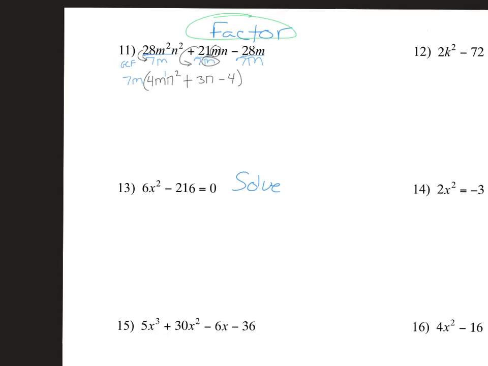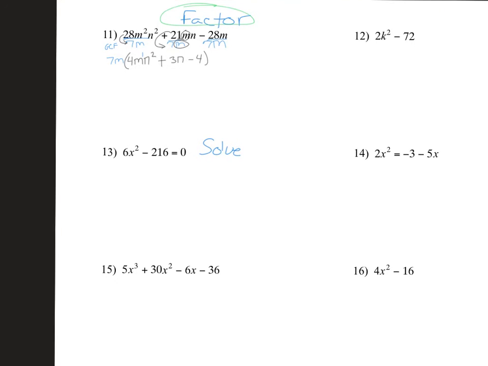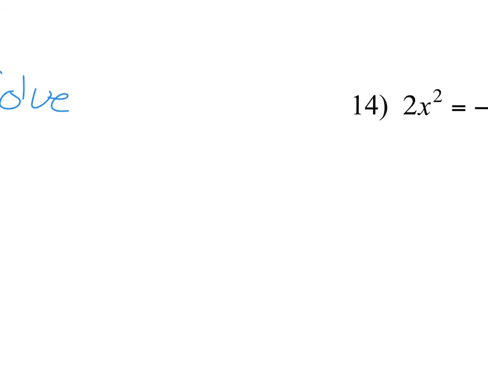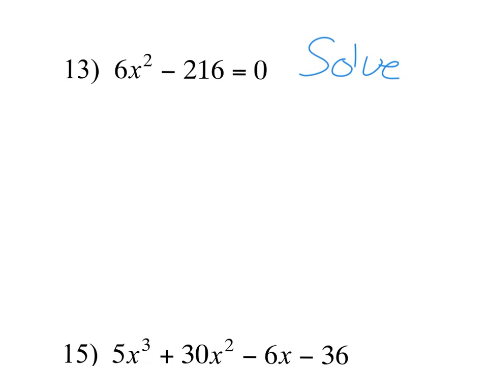So, for example, number 14, which we're going to check out in a second. Number 14 has an equal sign, so we know we're going to solve it, but it's not set equal to 0, so we're going to have to manipulate that one a little bit. But 13 is already set up perfectly for solving because it's already set equal to 0. So what does that mean our very first step needs to be as we figure out what we need to do?